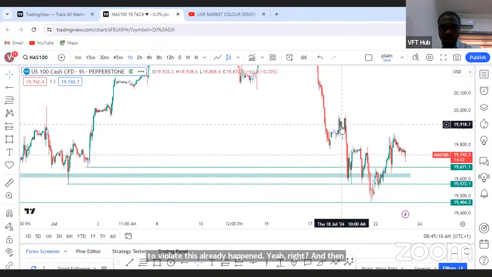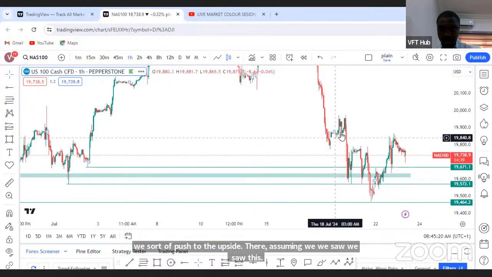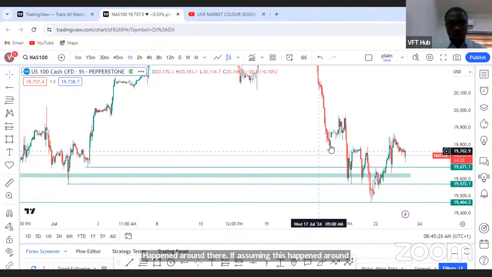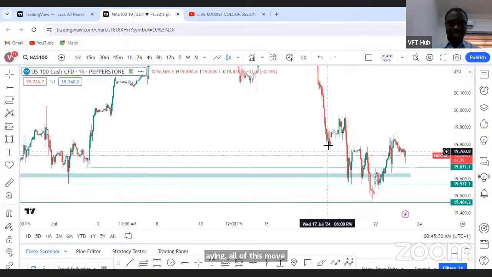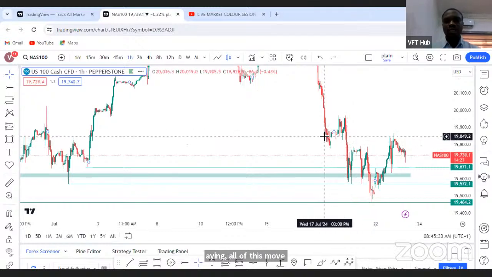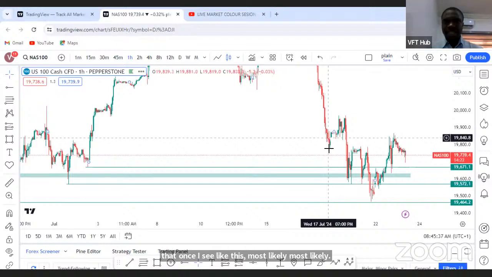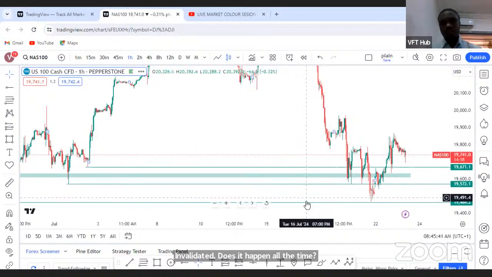Assuming we saw this happen around here, then I would have still been confident in the buy. But immediately I started seeing all of this move happen, I know from experience that once I see it like this, most likely the setup is going to be invalidated. Does it happen all the time? No, it doesn't happen all the time, but most of the time, right?